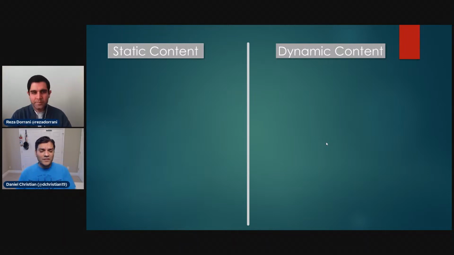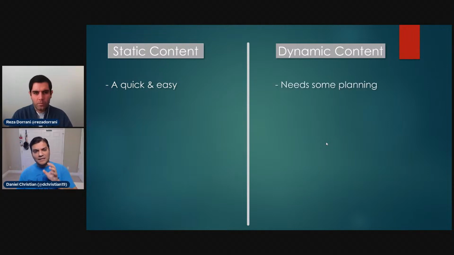But what's the difference between these two, Daniel? Like, you're kind of confusing me, and I understand that. So let's go over that really fast. Static content is a very quick and easy way. You build your bot literally in less than a day, and it goes. Dynamic content is something that needs a little planning, and here's why: because static content has static data.